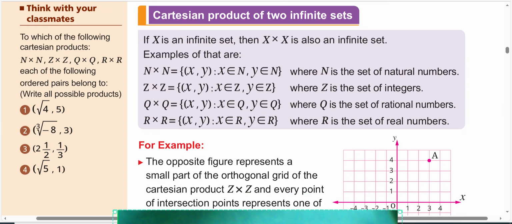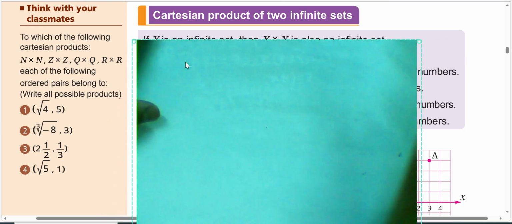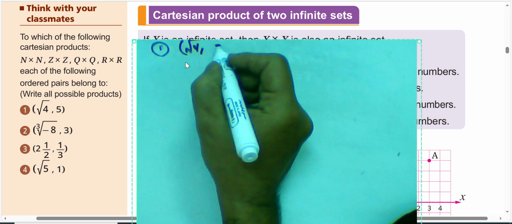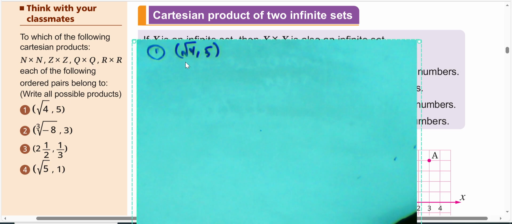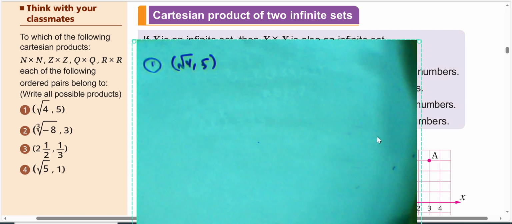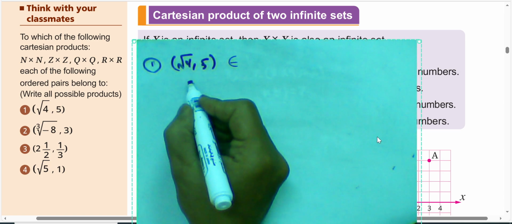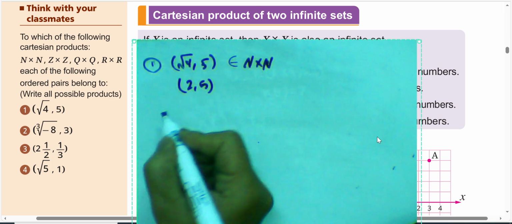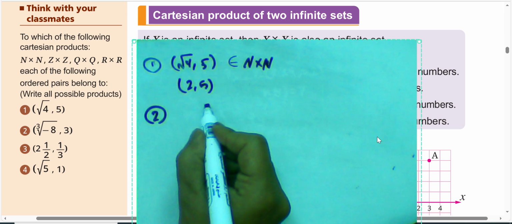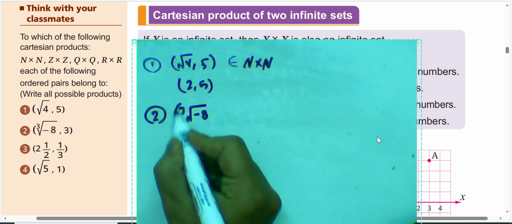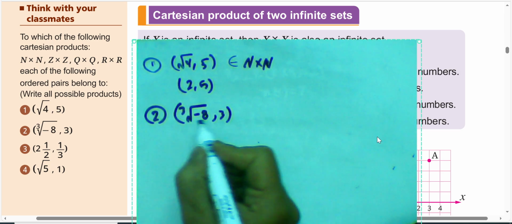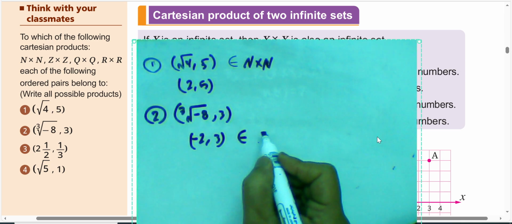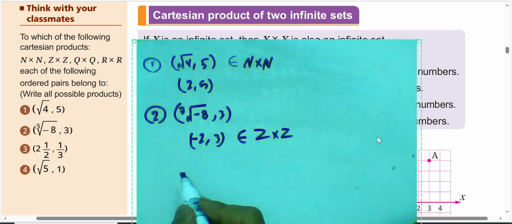Think with your classmate about this question. Number 1, the ordered pair square root of 4 and 5. Look at here. It's belonging to what? We know square root of 4 equals 2, then (2, 5) belonging to N by N. And number 2, we have cubic root of -8 and 3. Cubic root of -8 will be -2. Then we have (-2, 3) belonging to Z by Z, integers and integers.